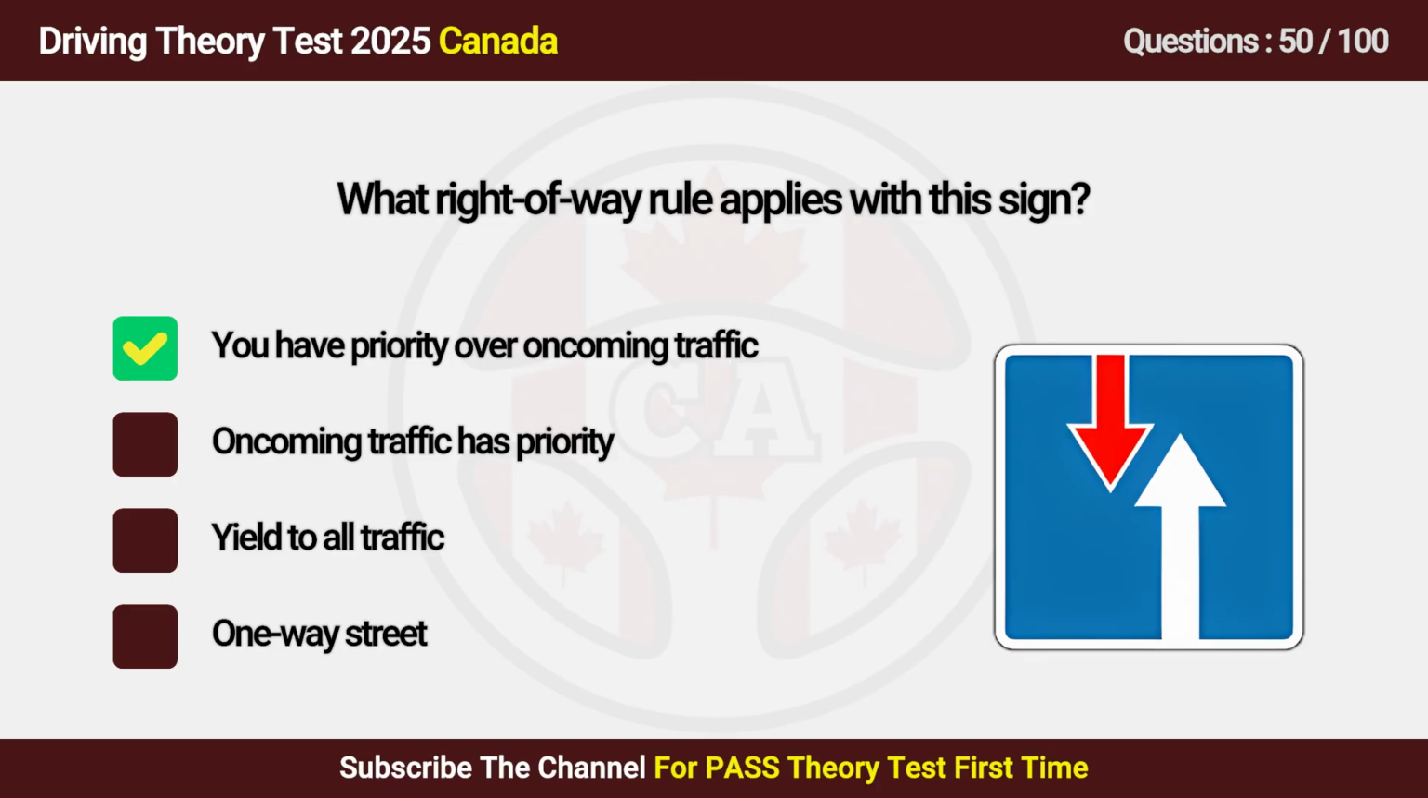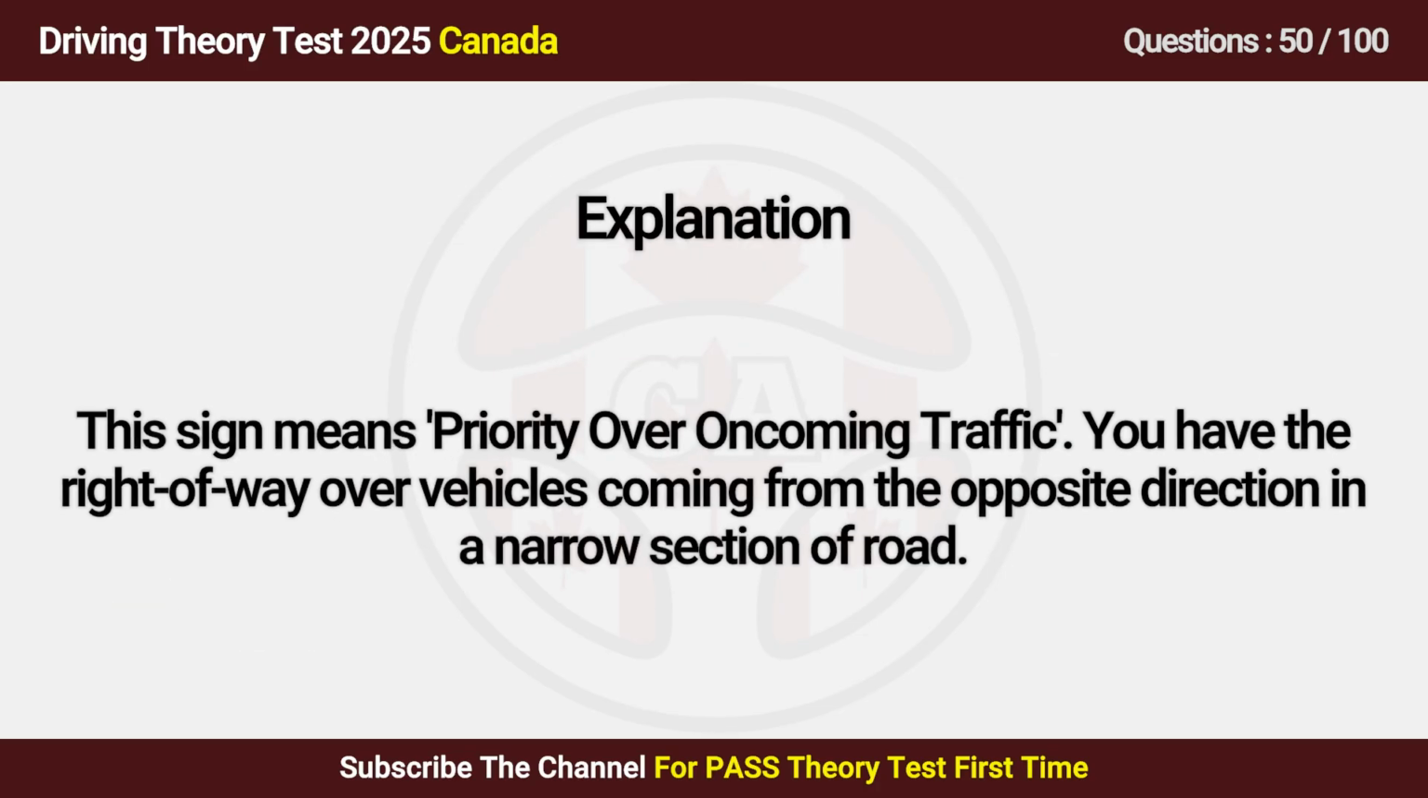Answer is A. You have priority over oncoming traffic. This sign means priority over oncoming traffic. You have the priority over vehicles coming from the opposite direction in a narrow section of road.